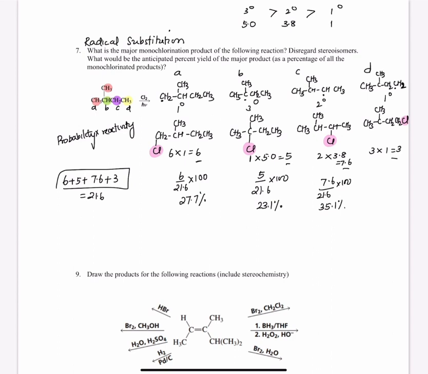And the next one is 3 divided by 21.6. It's going to be equivalent to 13.8%. So from here it is very clear that this is the one that has led to the highest percentage of the product, and therefore this is going to be our major product. So this is our major product.